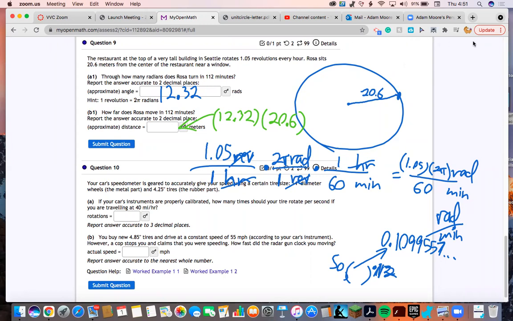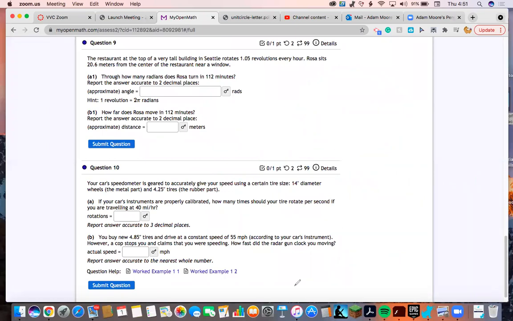Okay, and then the last one, clear it off. Next one, number 10. What we got here, guys: a car speedometer is geared accurately to give your speed using a certain tire size, meaning if we have 14-inch diameter wheels, which is just the wheel part, the metal, and then a tire that's an extra 4.25 inches' worth of tire, then if we put those together, what we have is the full circle that your car's speedometer accounts for.